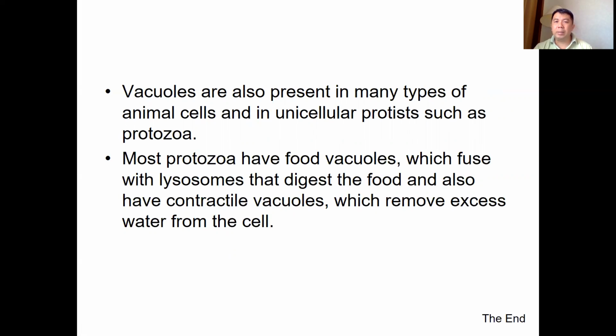Vacuoles are also present in many types of animal cells and in unicellular protists, for example the food vacuole, phagosome. As you study in the role of the lysosome, you can see the phagosome and autophagosome. Most protozoa have food vacuoles which fill with lysosomes. So this is the vacuole.